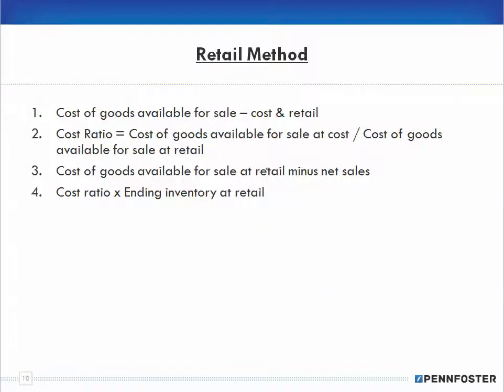what we have here is that cost of goods available for sale at cost, and we have a cost of goods available for sale at retail, and that gives me a cost ratio. And remember, a ratio, you learned this way back in like chapter 2 or 3. What's a ratio? It's one number divided by another. Okay, it's that simple, right?